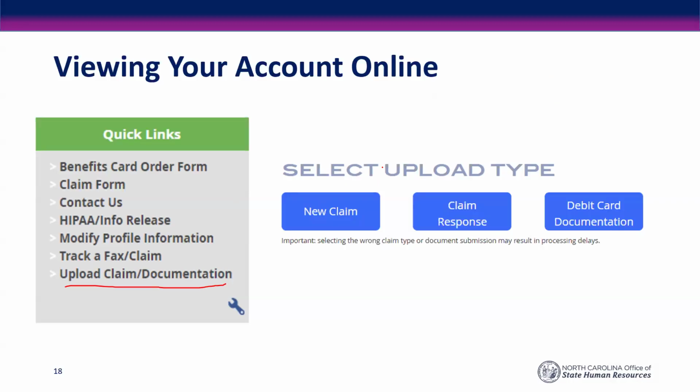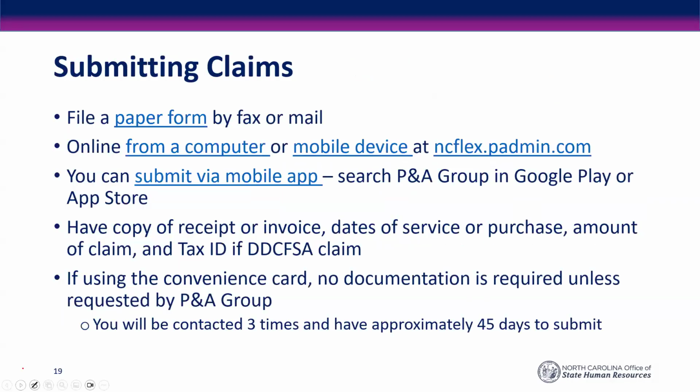Once you click upload a claim or documentation, it's going to take you to this screen with the blue buttons. If you need to respond to a claim, that's where you click claim response, and you can upload an EOB. It should have an item on there that shows you what you're responding to. So you can submit claims when your card's not being used and you need to submit a manual claim. You can do it via paper form, from a computer or mobile device at ncflex.padmin.com, or you can submit via mobile app.